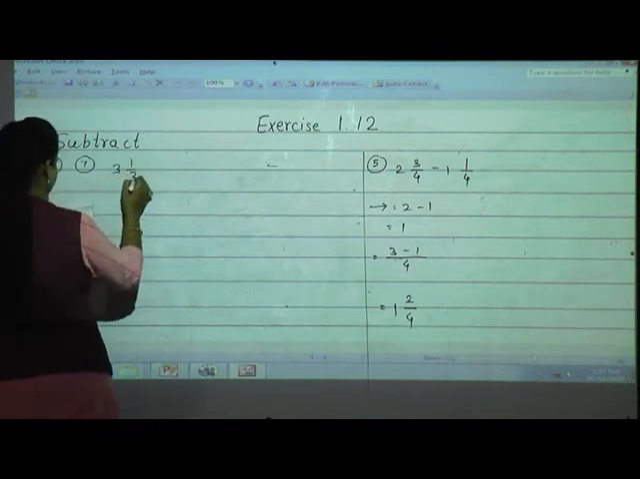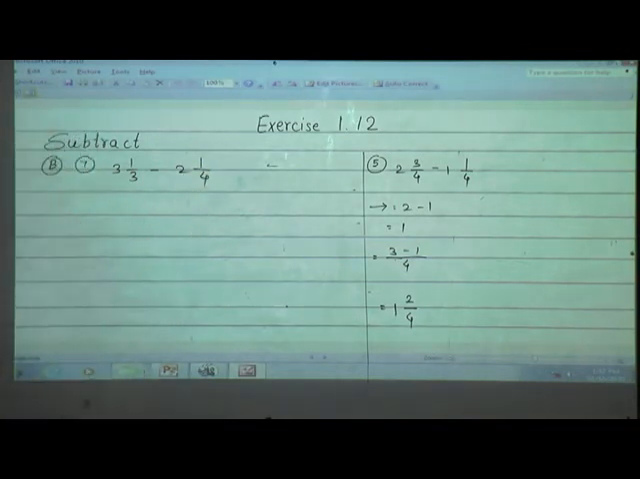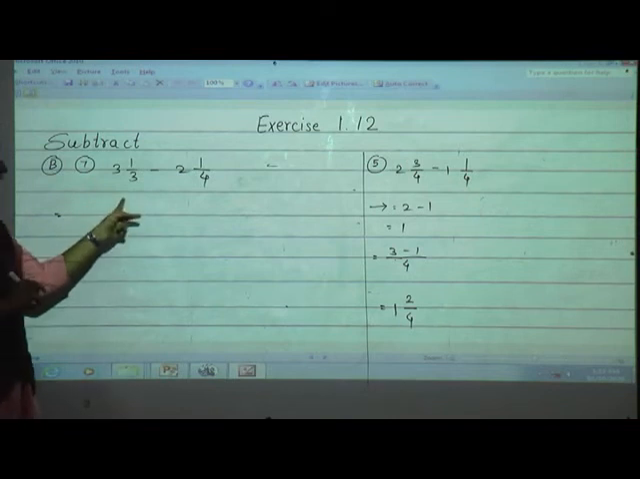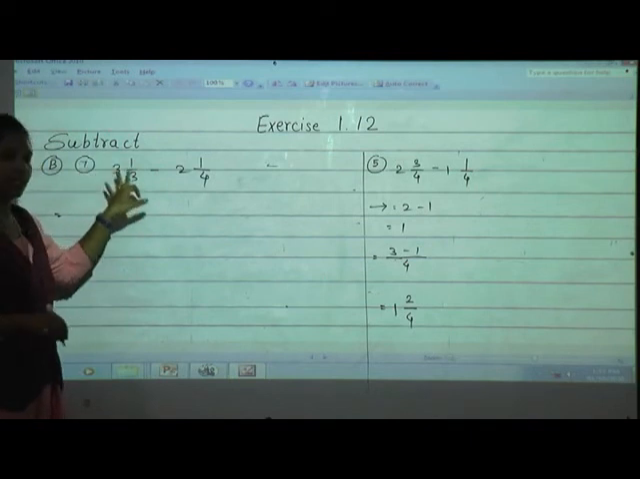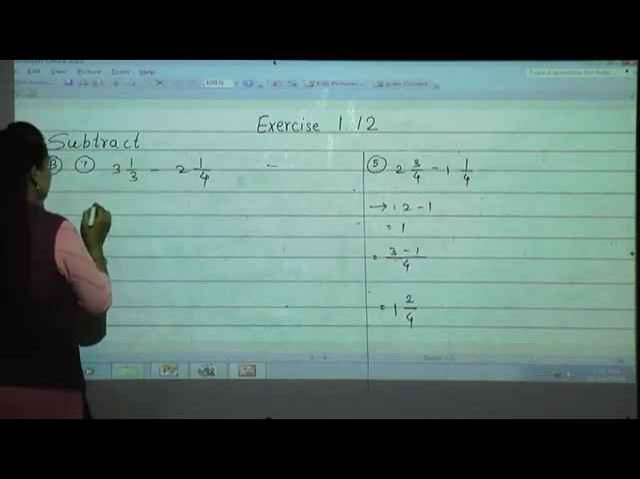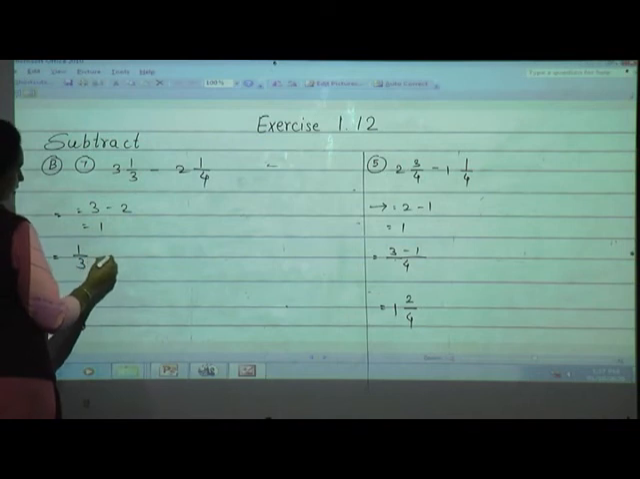3 1 upon 3 minus 2 1 upon 4. See, first what we will do students, here denominators are not same, so we have to find the LCM, but we will not convert into improper fractions. First directly I will subtract the whole numbers. 3 minus 2 is 1. Now we will take both the fractions, 1 upon 3 and 1 upon 4.